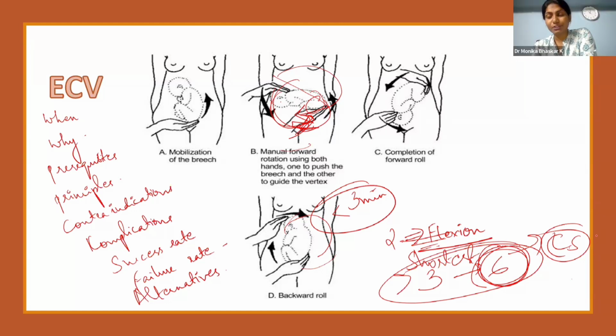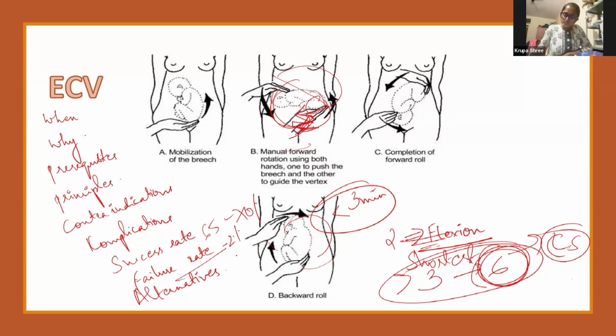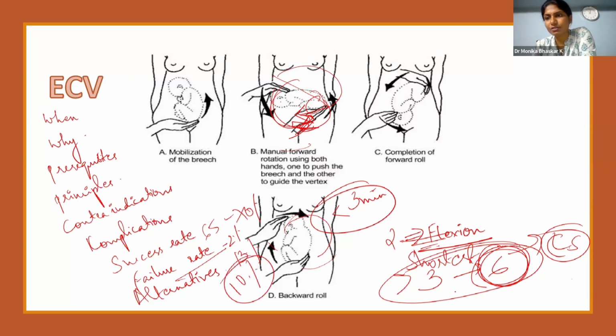So the forward roll or a backward flip, somersault or a reverse somersault. The success rate of ECV is around 65 to 70%. Failure rate in a nulliparous woman is 2%. In a multiparous woman, it is around 13%. So an average failure rate of about 10%. In nulliparous, it is more successful, because once you turn, the chances of reversion are less. Whereas in a multiparous woman, the chances of reversion are slightly higher.